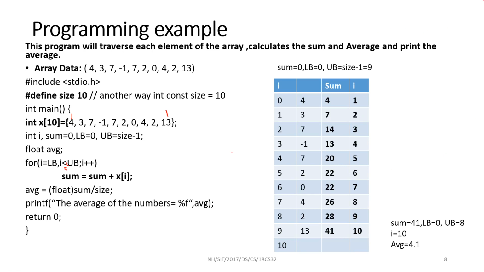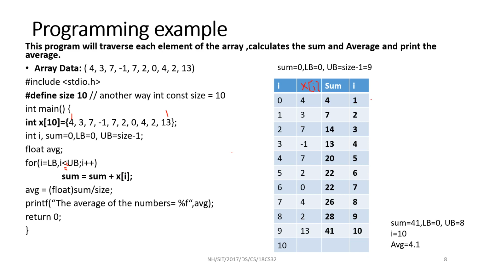How each time elements are processed. This is our array. Array name is x. X of I. Okay, 1 or 2 iterations I can trace. Initially, I value is LB. LB is 0. I is 0. Element in that place is 4. That is added to the sum. The updated value of sum is 0 plus 4, 4. In this for loop, we are incrementing the value of I, I becomes 1.